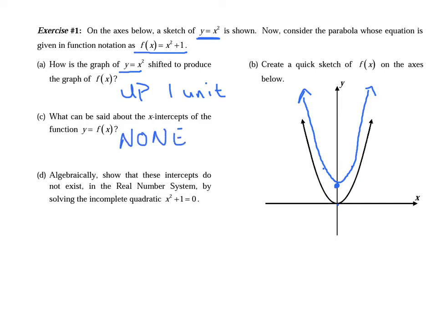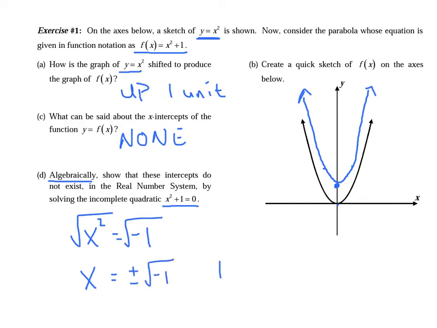It is entirely above. So now the last thing we're going to do is prove algebraically that these roots do not exist within the real number system. Anytime you want to find the x-intercepts, we simply set the function equal to 0. I'm going to go ahead and subtract the 1 over. And then I'm going to take the square root of both sides. So we get something like this, x equals plus or minus the square root of negative 1. And we're going to say that is impossible. We cannot take the square root of a negative number within the real number system.